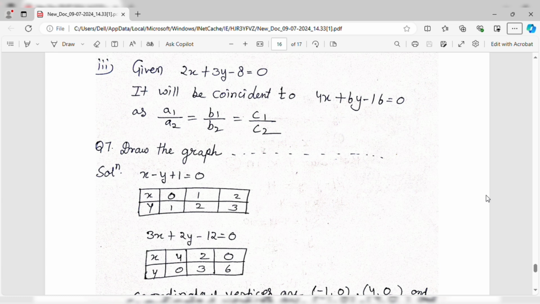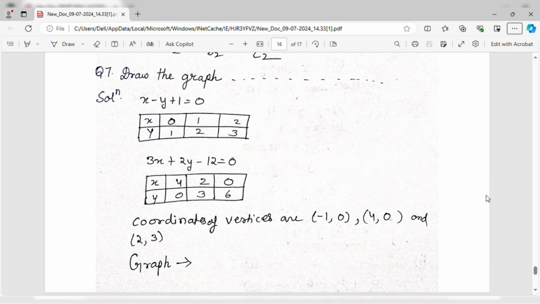The seventh question is to draw the graph of these lines and shade the region which both these lines make with the x-axis. So first we will plot both lines on the graph by finding at least 2 points. You can take 2 or 3 points for each equation and plot them on the graph.